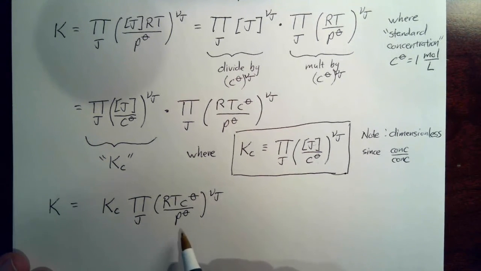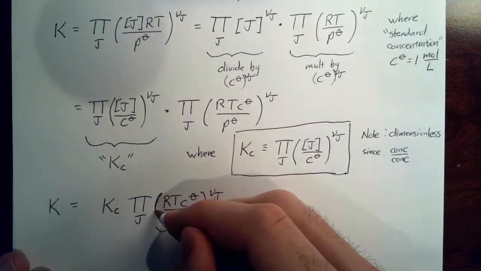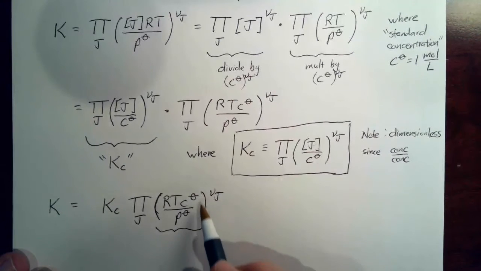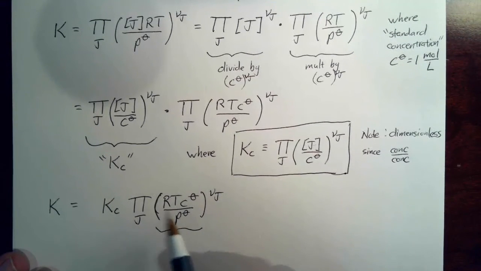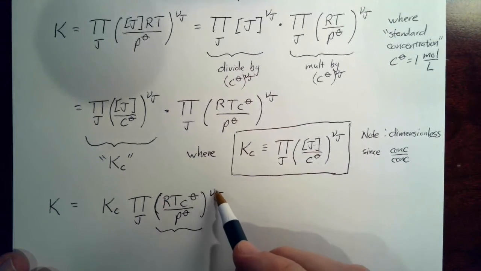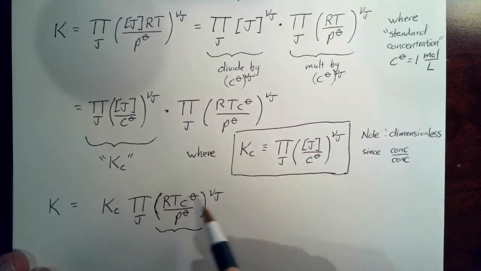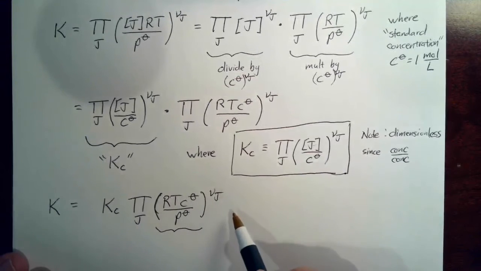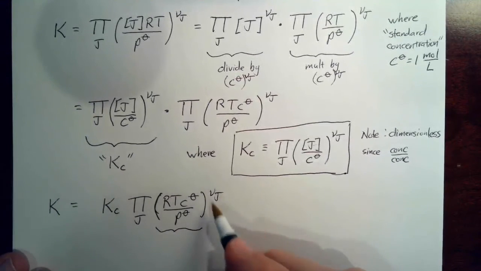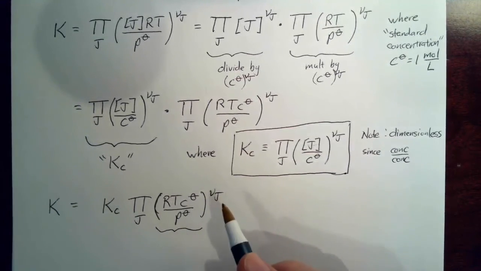So if you look at this, everything in here, none of it depends on J. Inside the parentheses, nothing depends on J. So when we do this product, we're going to be doing this to the nu_1 times this to the nu_2 times this to the nu_3, right? Only this is changing with respect to when J changes.